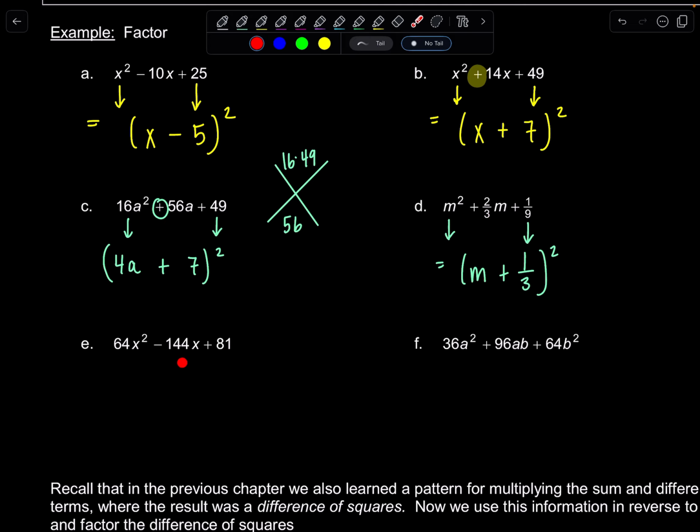Here's another one. I mean, this would just be sheer insanity to try to factor if you didn't recognize it was a perfect square trinomial, right? Could you imagine?